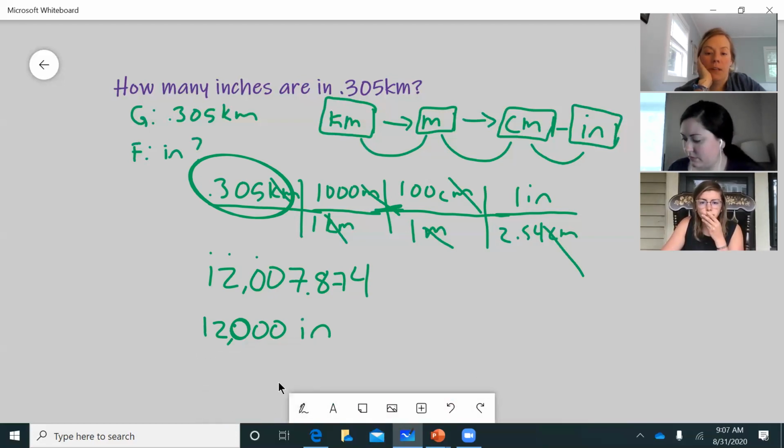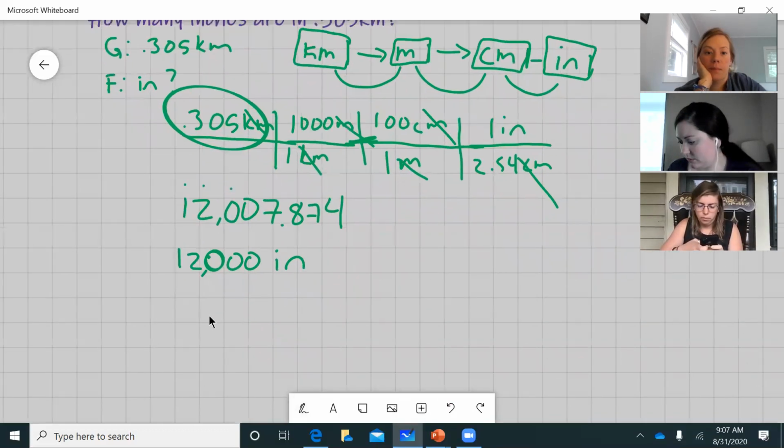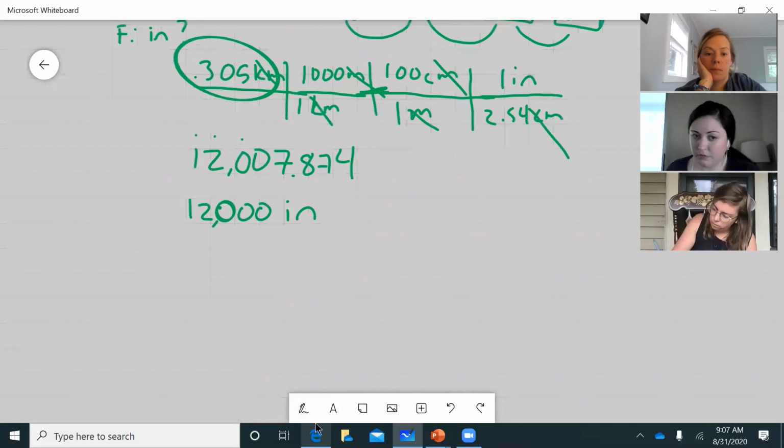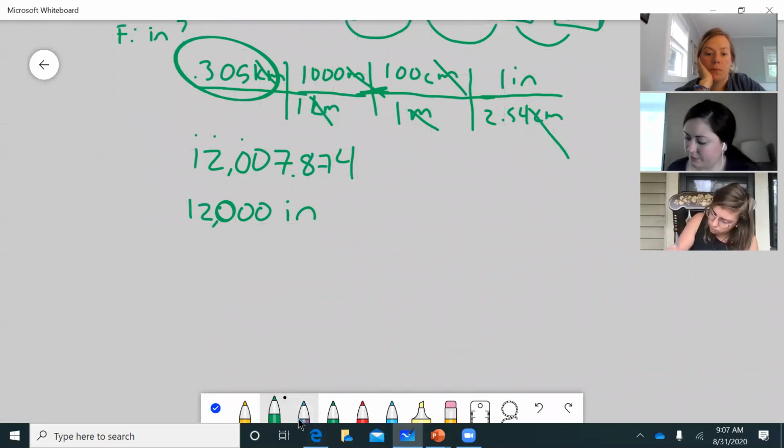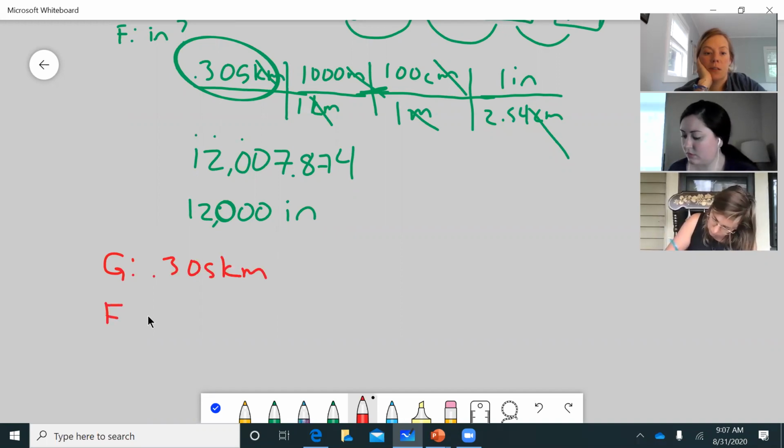Okay, another way we could solve this. This one will be a lot faster. So we're given that we have 0.305 kilometers. We want to find inches. So in this flow chart, I'm going to go kilometers to centimeters, centimeters to inches.